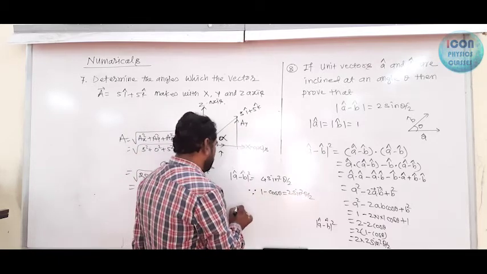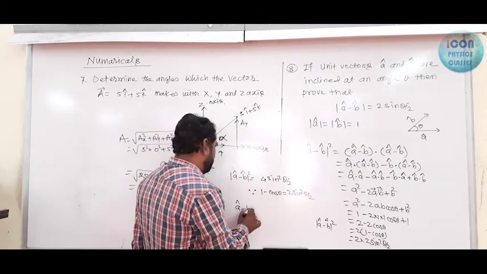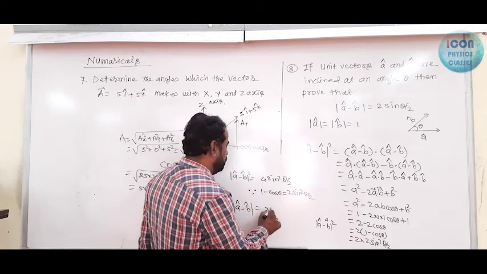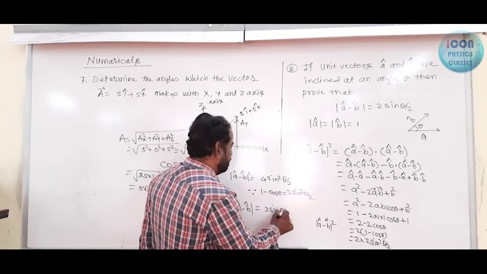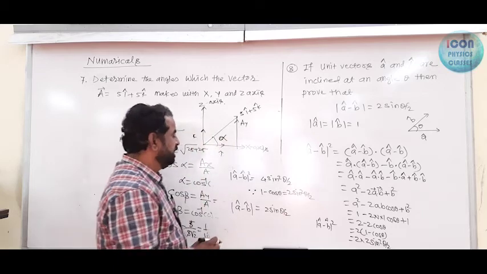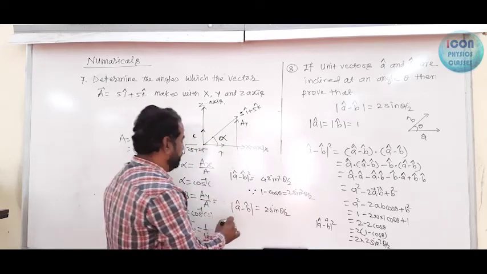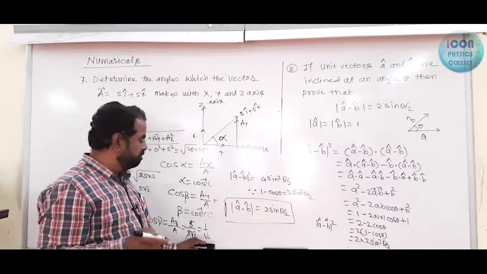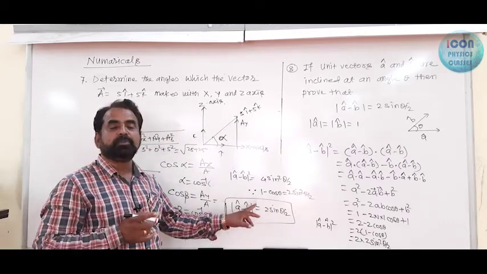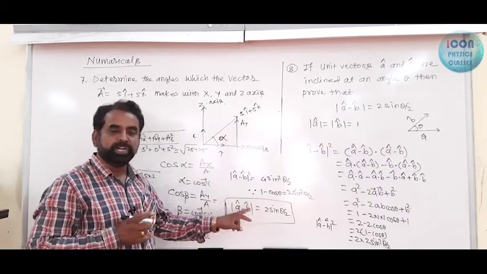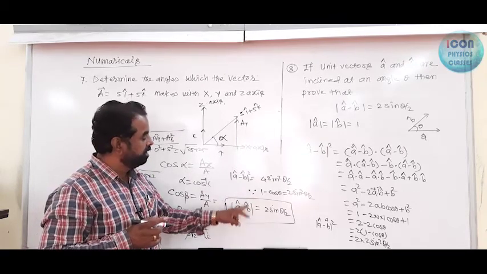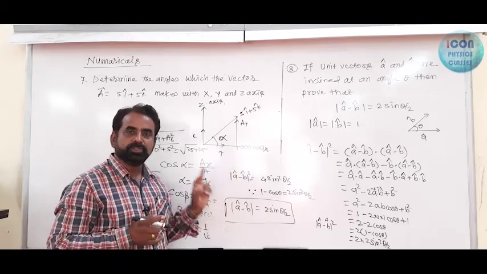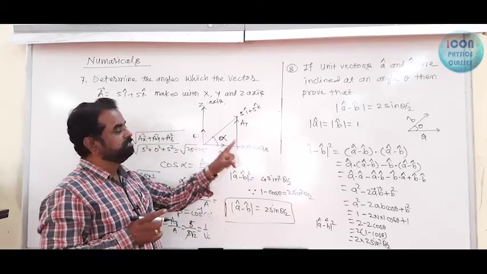Taking square root on both sides, magnitude of vector A minus B is equal to 2 sin theta by 2, which is what we had to prove. So this is the proof. It is quite a simple, theoretical problem. Such type of problems are called theoretical, and we can solve this problem in this way. So that is how we solve this problem.